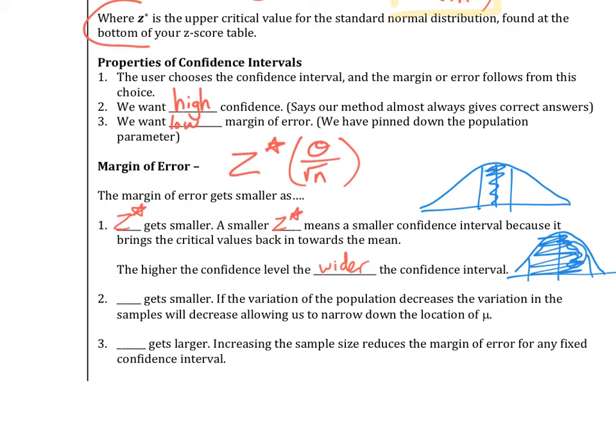So if we have a really skinny region from the mean, like the top one, we're going to be less confident than if we have a really wide margin of error. So that's kind of one example. The higher confidence level means a wider confidence interval. The smaller confidence level means that it's a smaller region. It's closer to the mean.